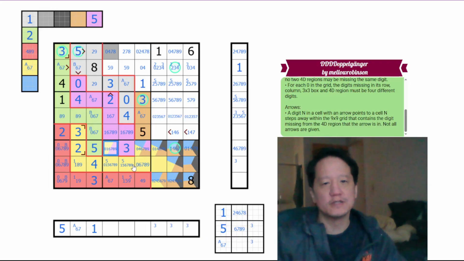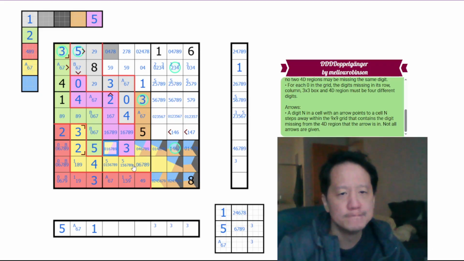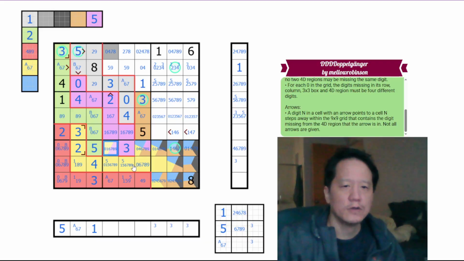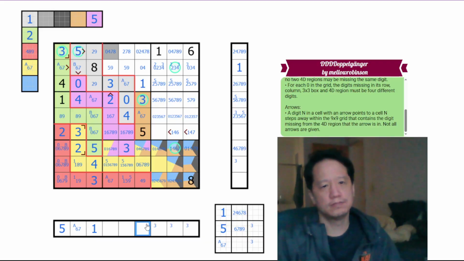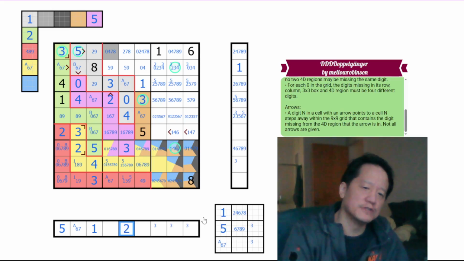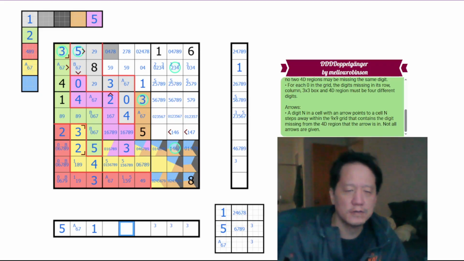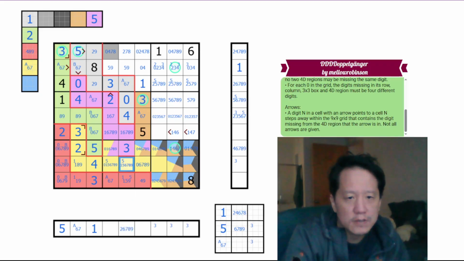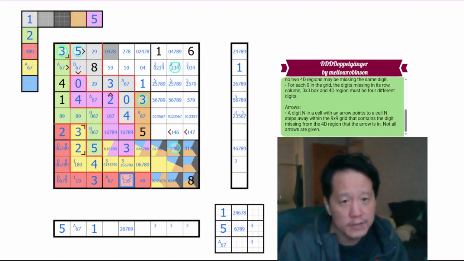Not sure what we're missing then. What are we missing in column 5? No 1 could be missing 2, 6, 7, 8, 9. So we need to have 1.